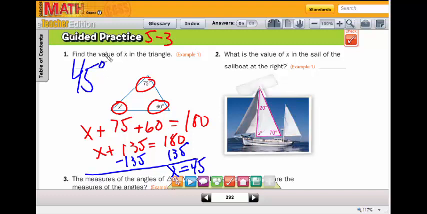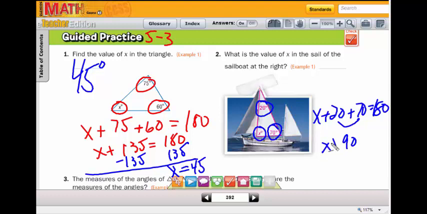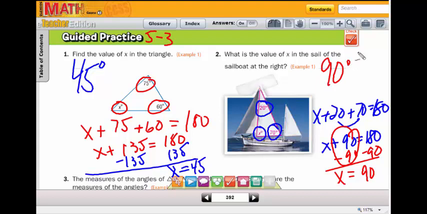Problem number 2, what is the value of x in the sail of the sailboat at the right? So we have 20 degrees here, 70 here, and an unknown here. So we have x, which is our unknown, plus 20 plus 70, all has to equal 180. And we can see that 20 and 70 is 90. So we have x plus 90 equals 180. We're going to subtract 90 from both sides. This is a zero pair, and we have x equals 90 degrees. So our answer here is 90 degrees.